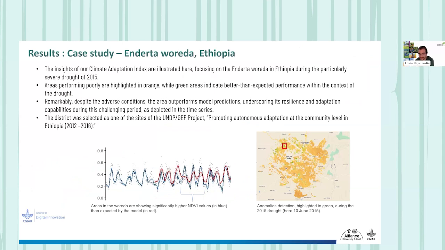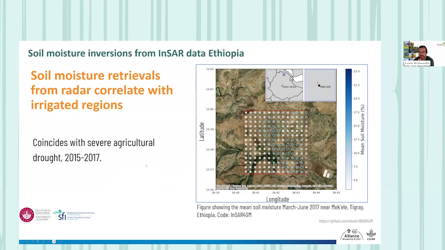The same here. This is in the Endera border in Ethiopia, where during a particularly severe drought in 2015, we can see here in green areas that were performing this time much better than what the system predicted. You can see here the time series. And when we zoom in again, this was a UNDP GEF investment area.